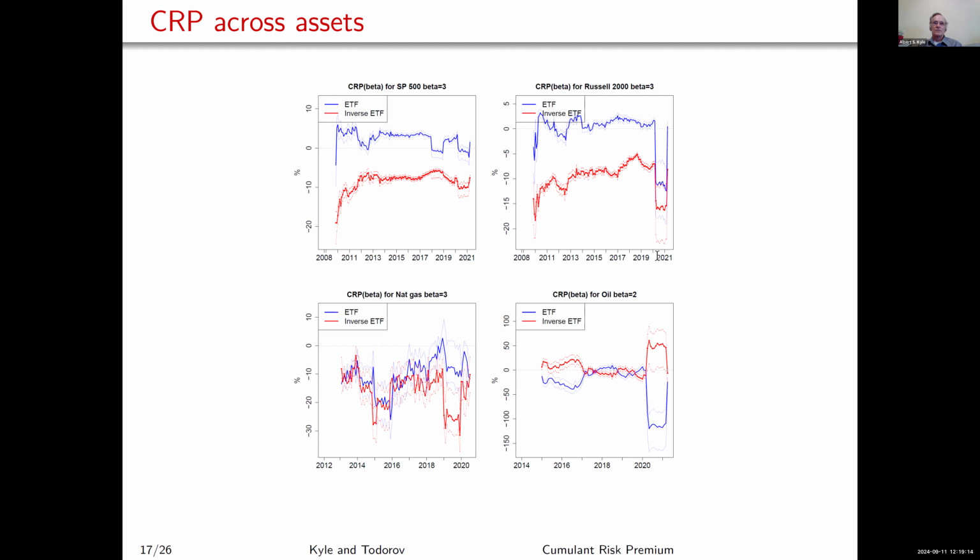We've also got some pictures in the paper that are based on rolling windows, just like how would a hypothetical trading strategy have done if you implemented it for a year, beginning at various points in time. And what you can see is that if you bought the inverse ETFs, that is the short ETFs, so that's going short, the cumulative risk premium that you would earn tends to be quite negative, and therefore shorting those things would tend to be quite positive.